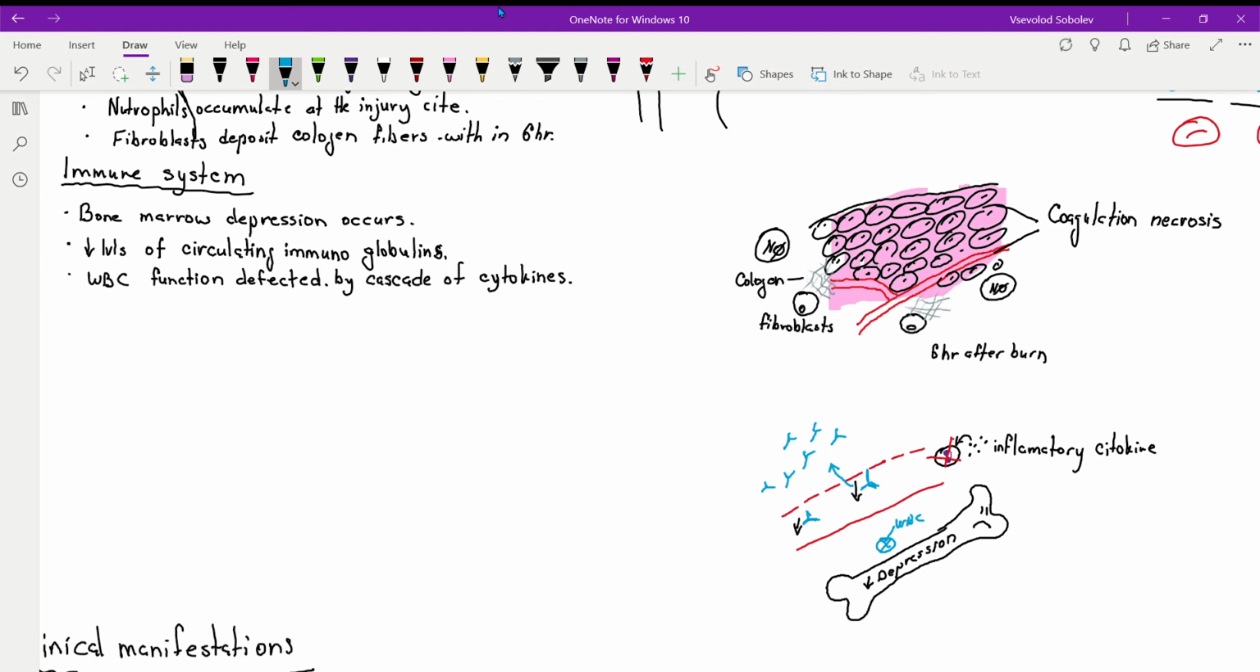White blood cell function is defective due to a cascade of cytokines. The inflammatory cytokines will cause the white blood cells to malfunction. They are defective. Actually, on the labs, the white blood cell count will be from 10,000 to 20,000. Probably the bone marrow is trying to produce more white blood cells, but they are malfunctioning and they are not effective.